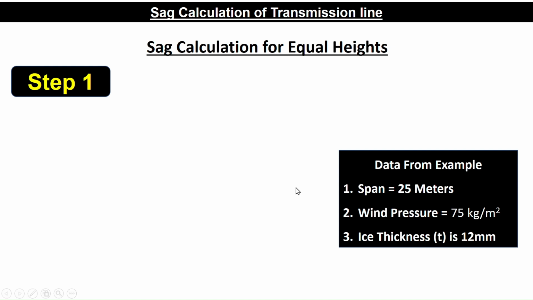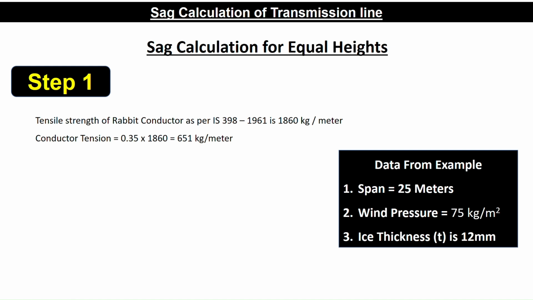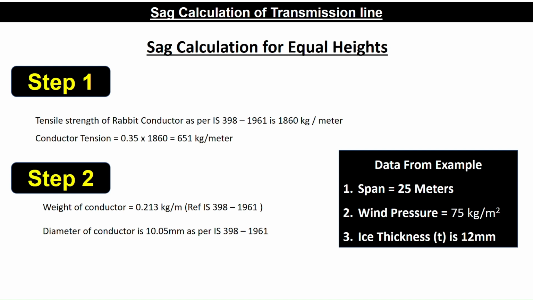In step 1, the tensile strength of a rabbit conductor as per IS 398-1961 is 1860 kgs. This is the tensile strength of a rabbit conductor as per the IS. Conductor tension equals 0.35 into the tensile strength of the rabbit conductor, that is 1860, which becomes 651 kgs. Step 2, weight of conductor is 0.213 kgs per meter as per IS 398-1961. Diameter of conductor is 10.05 mm as per IS 398-1961.